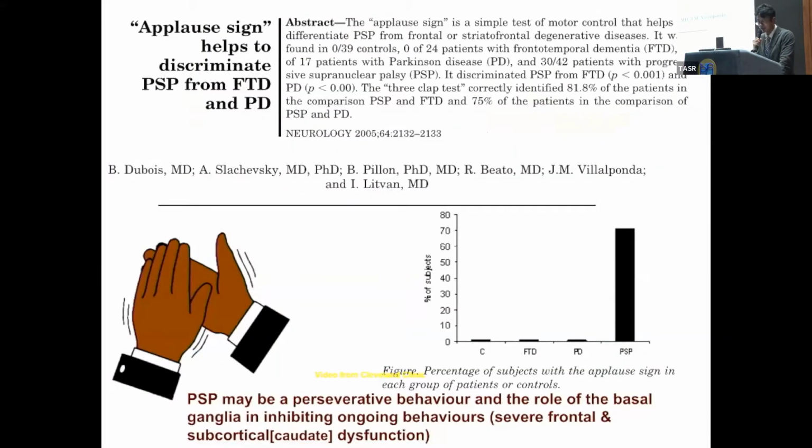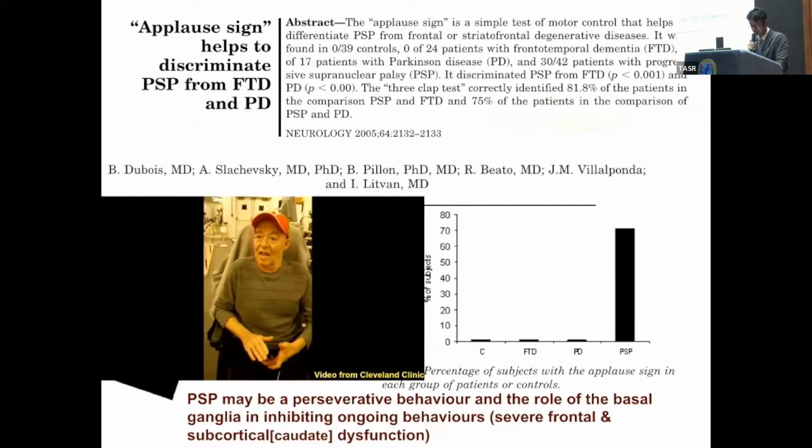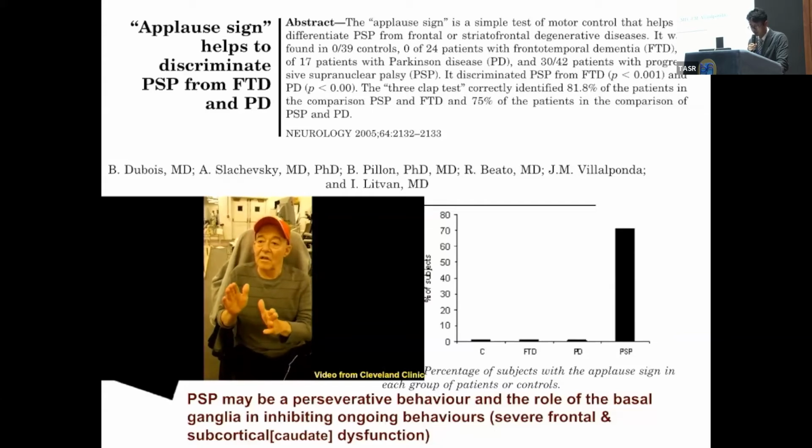Another interesting sign that you may want to make part of your examination is what we call the applause sign. The applause sign is somewhat a perseverative behavior where the patient continues doing the applause because we are testing hand clapping. And this may suggest a severe frontal subcortical or caudate dysfunction. So you ask the patient to clap 3 times. And they continue doing it more than 3 times.